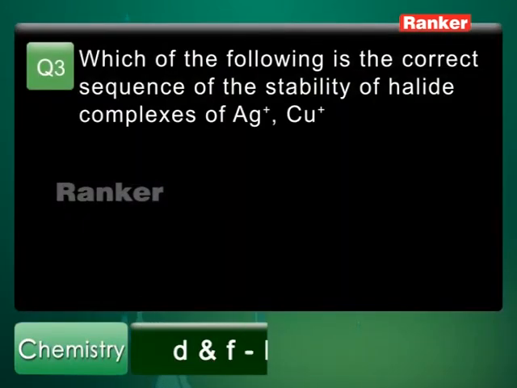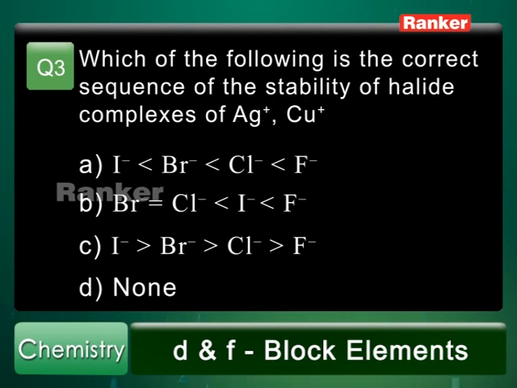Third question, which of the following is the correct sequence of stability of halide complexes of Ag+ and Cu+? Option A is I- less than Br-, Cl-, F-, and option B is Br- equal to Cl- less than I- and F-, option C is I- more than Br- and more than Cl- more than F-, and option D is none.